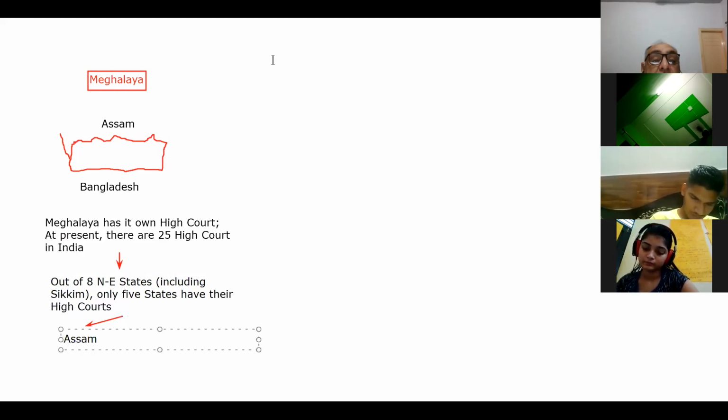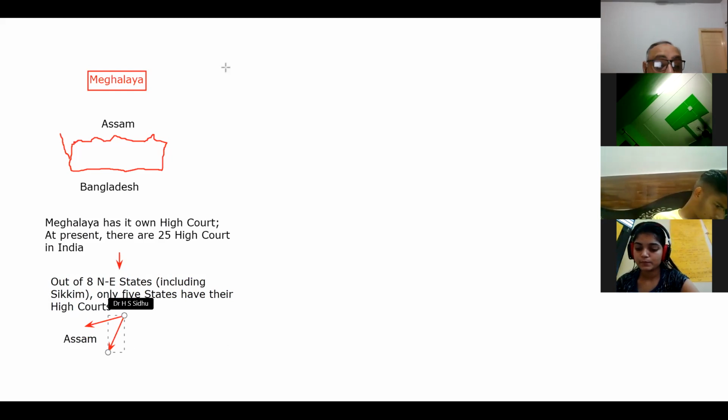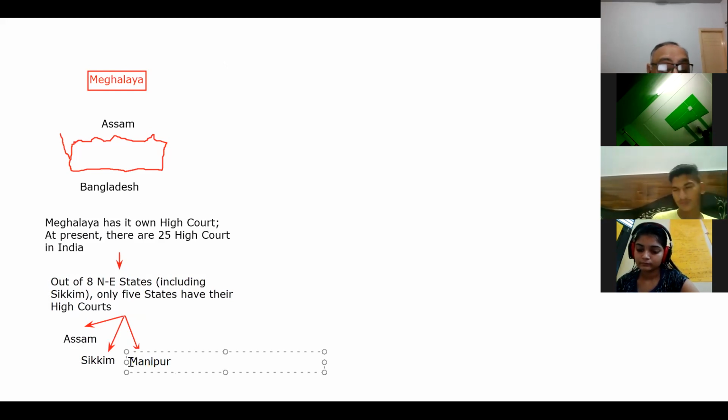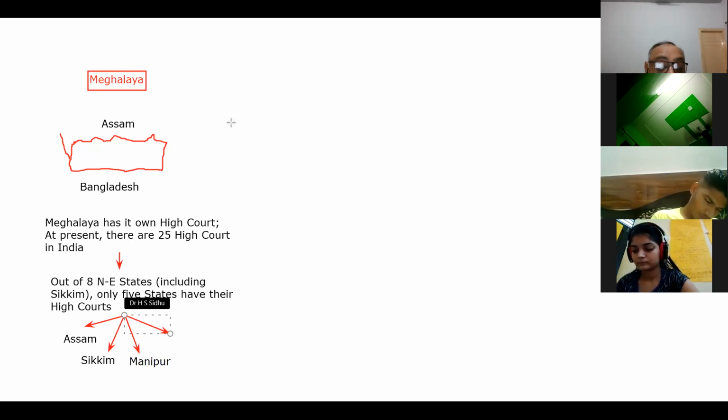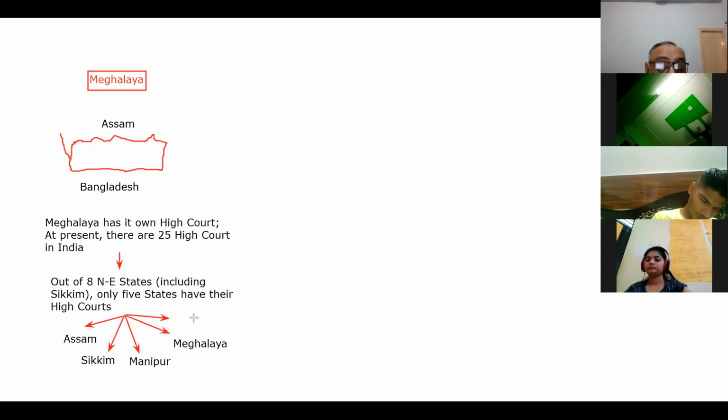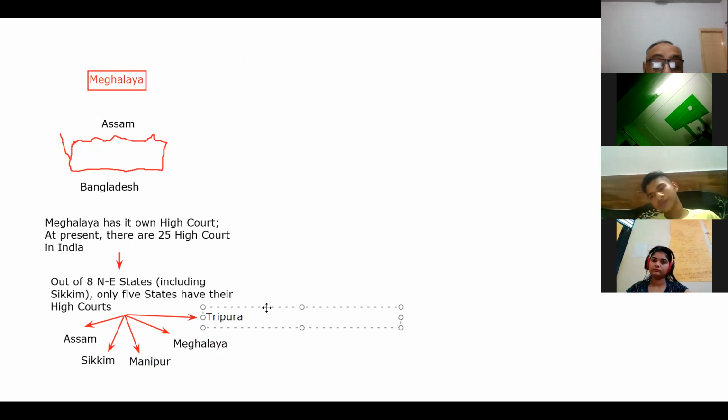One is Assam, right? Second is, we can say, Sikkim, right? And third is, we can say, Manipur. Fourth is Meghalaya. And the fifth is, we can say, Tripura. So these are the 5 states of the Northeast which are having their high courts, right?